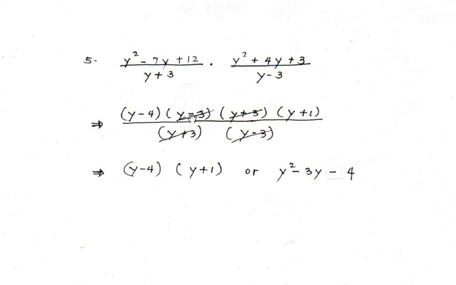Then we can cancel the common factors between numerator and denominator: y minus 3 and y minus 3, y plus 3 and y plus 3. So what is left with us is quantity y minus 4 times quantity y plus 1. You can either have this as your final answer in factored form, or you can apply the FOIL method, or we can multiply this as y squared minus 3y minus 4 for the final answer.